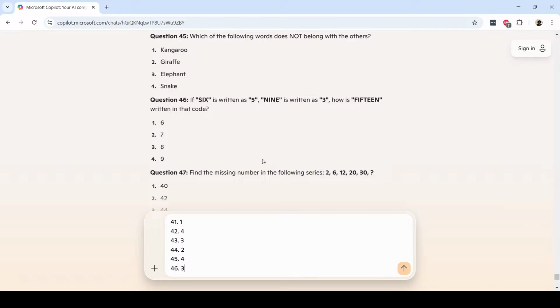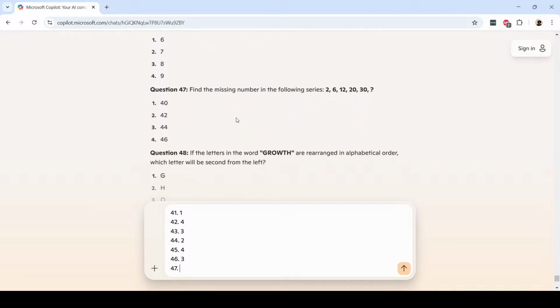Anyway, just use simple logic: 6 is 5, 9 is 3, 15 is 6 plus 9. So yeah, I don't have other logic. Find the missing number in the following series: 2, 6, 12, 20, 30. Again, I think it is 1. So 4, 6, 8, 10, 12. Yes, it's a multiple time question.